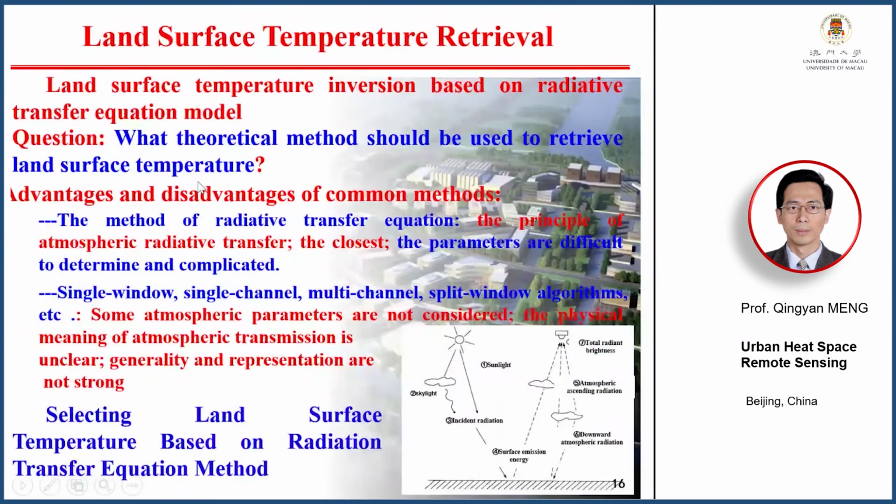First, we should retrieve the land surface temperature, and there are several methods. For example, some retrieve the land surface temperature based on the radiative transfer equation model, and there are advantages and disadvantages of the common methods. For example, for the radiative transfer equation method, the principle of atmospheric radiative transfer and the parameters are difficult to determine and complicated. And there are the single window, single channel, and multi-channel split window algorithms and something like it.